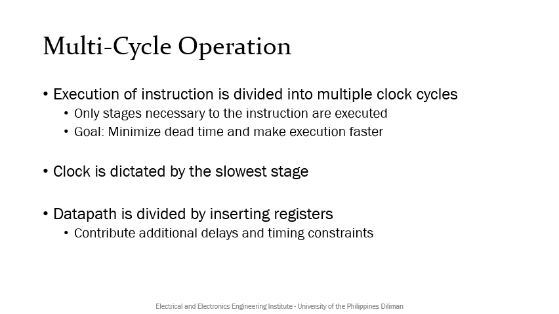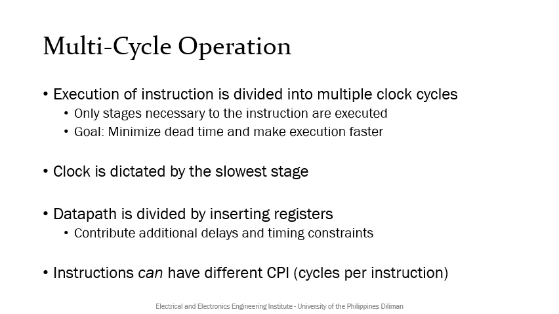The data path is divided by inserting registers. These registers also contribute additional delays and timing constraints, although we did not consider this in our timing examples. Instructions can have different CPI, or cycles per instruction. To be clear, some multi-cycle implementations may have the same CPI for all instructions.